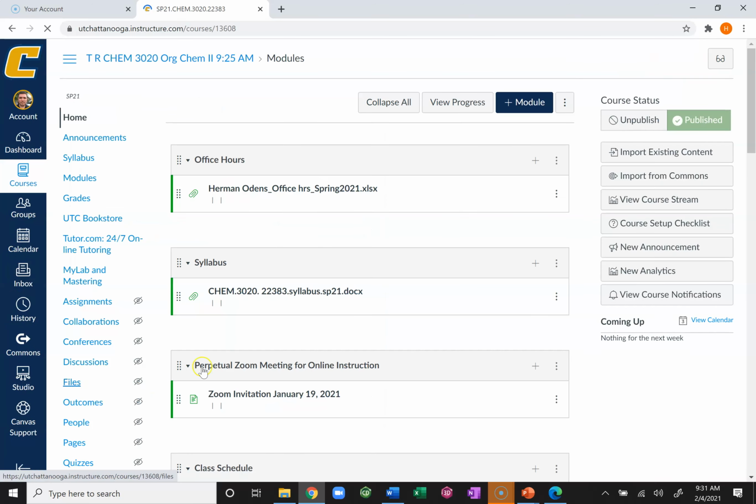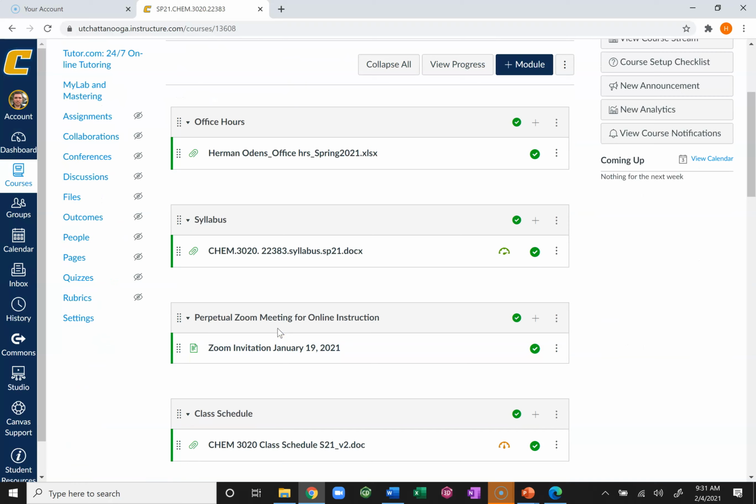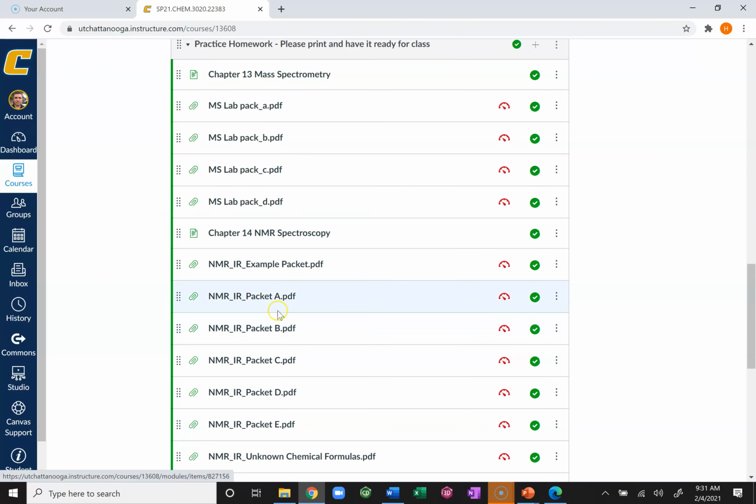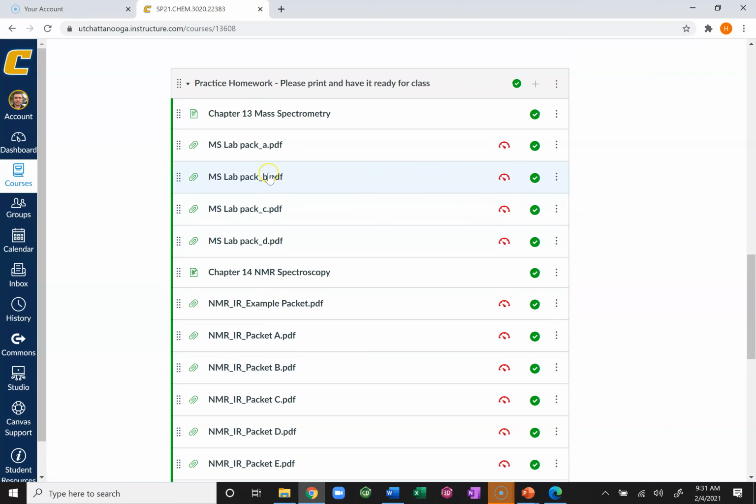But then you have two packets, these packets here, A through E. That's what I'm expecting you to do next week. And we'll have a quiz this coming Tuesday on NMR. I don't have a practice pack for the mass spec, so I'm going to grab A and solve it in class with you guys. And then you do B, C, and D.